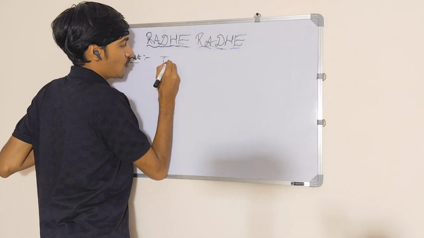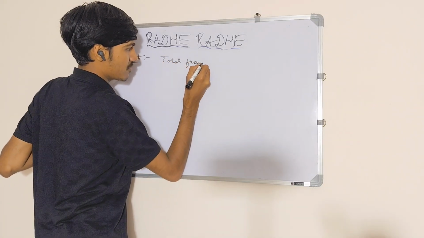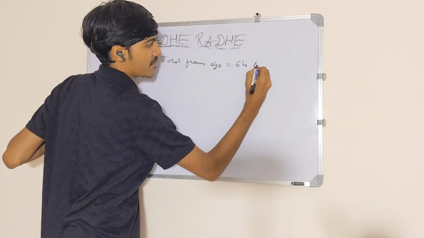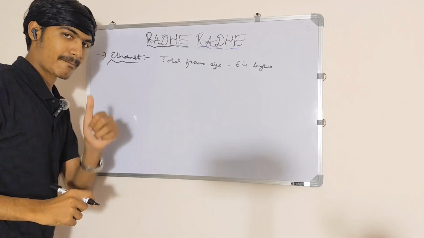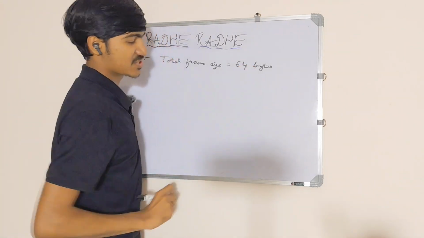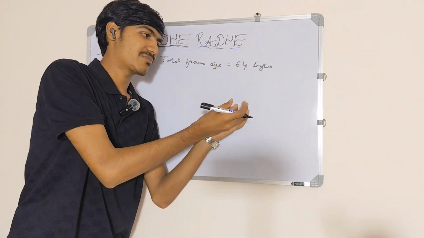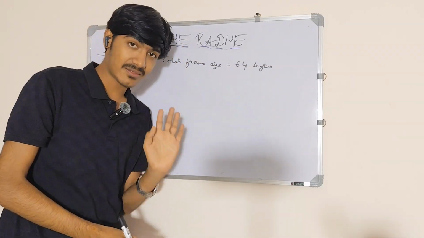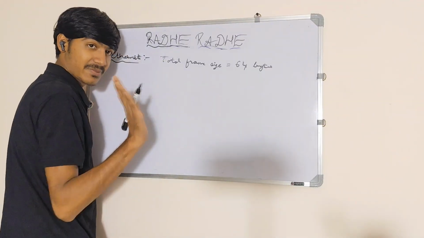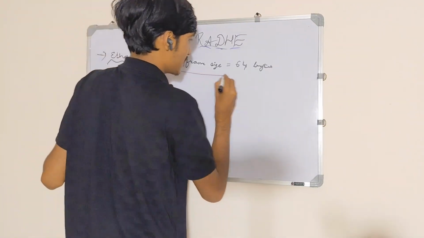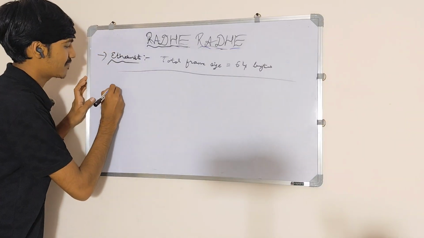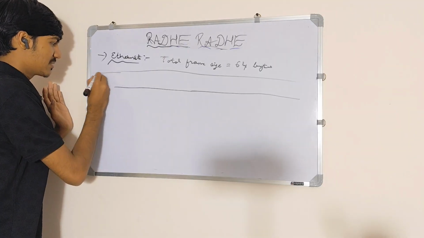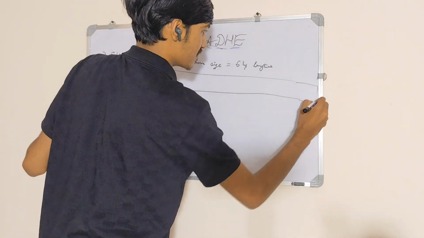First of all, the total frame size of Ethernet is 64 bytes, excluding data, excluding two to three fields. I'll explain to you what those are. Let's begin with the help of a neat diagram. It's not neat, fine. Okay. This is the Ethernet frame.